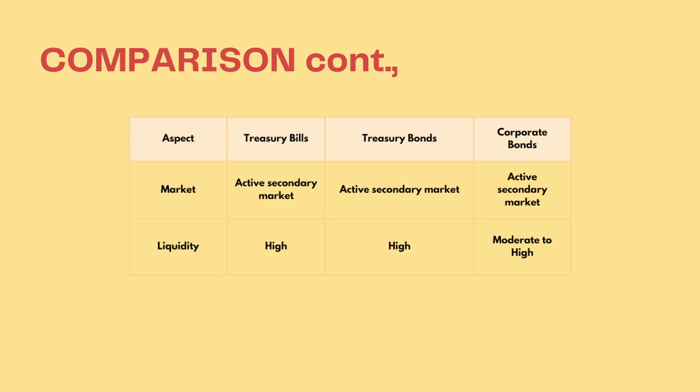As you can see for the market, treasury bills and treasury bonds are active secondary market investments, also with the corporate bonds. For the liquidity, you can see that treasury bills and treasury bonds are high, and corporate bonds are moderate to high, depending on the risk.